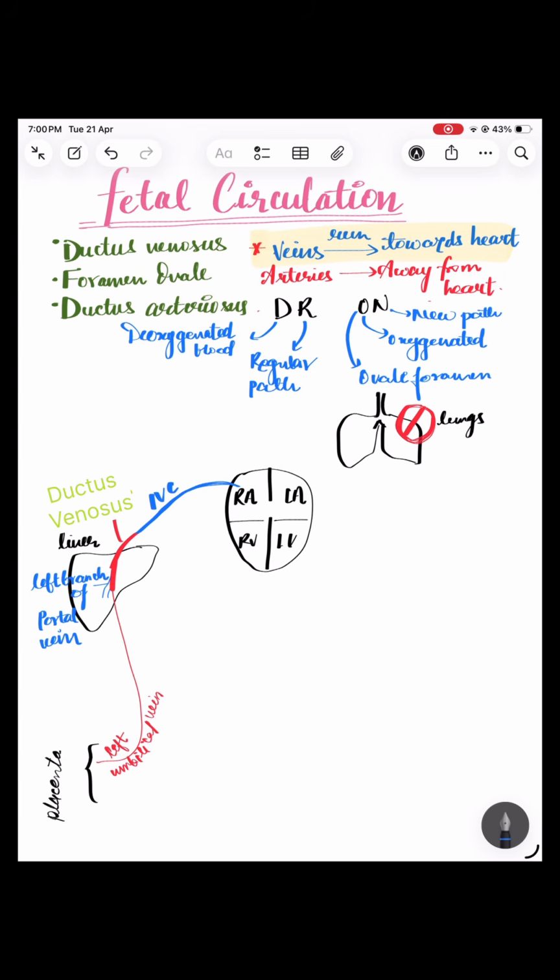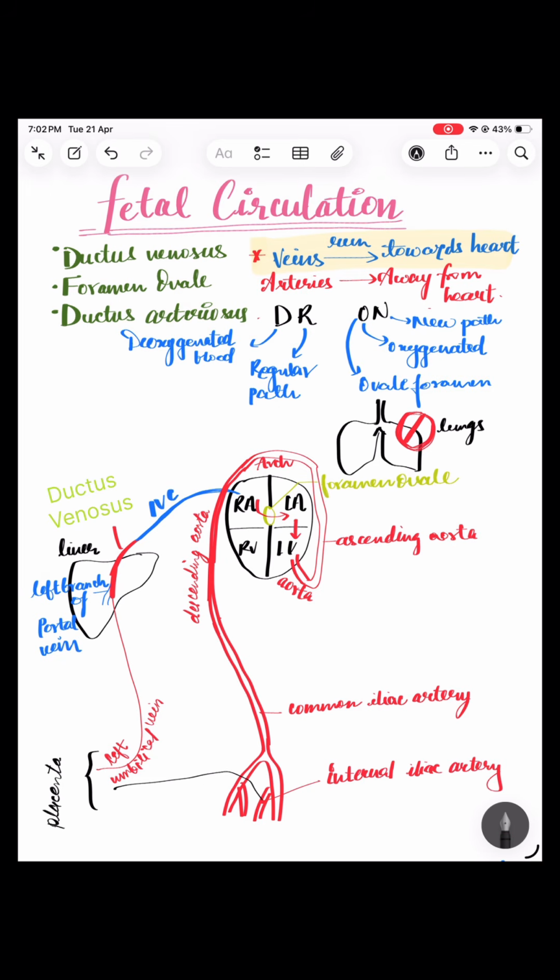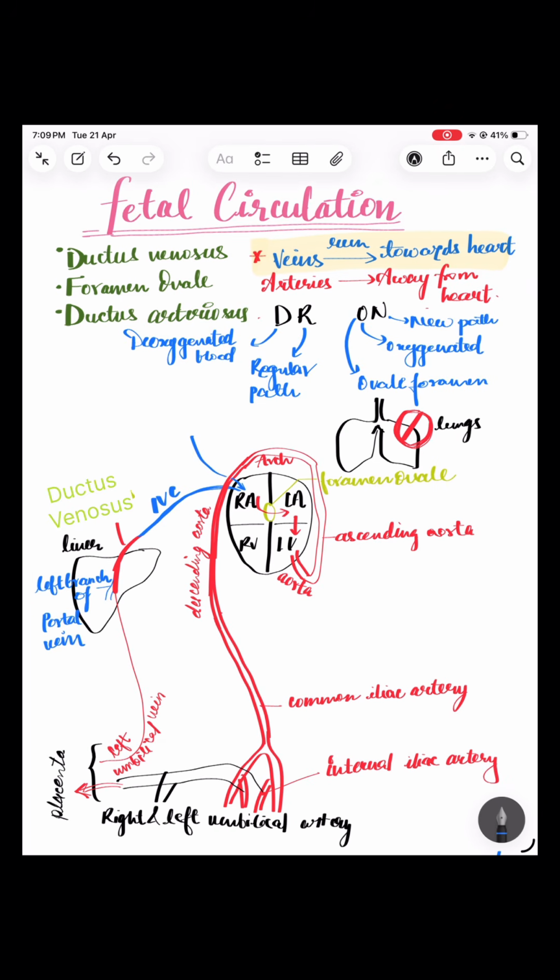Now the oxygenated blood following the new path goes into the foramen ovale, enters the left atrium, goes to the left ventricle and into the aorta, from the ascending aorta, arch of aorta and descending aorta. It supplies the body and terminates into the common iliac artery. This artery gives internal and external iliac arteries, and from the internal arise two, left and right umbilical arteries, which go into the placenta.